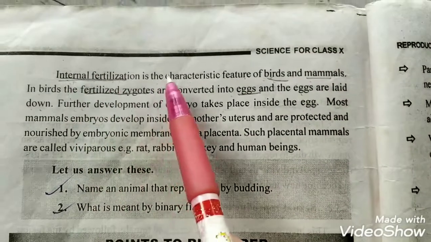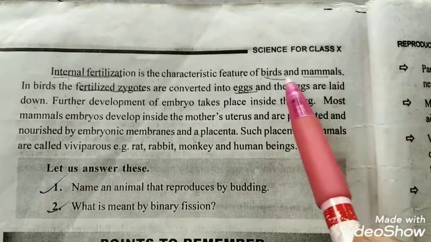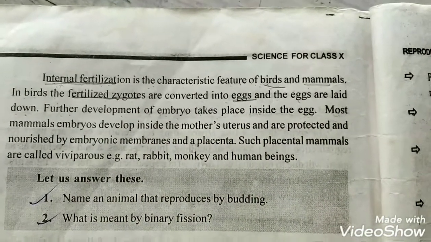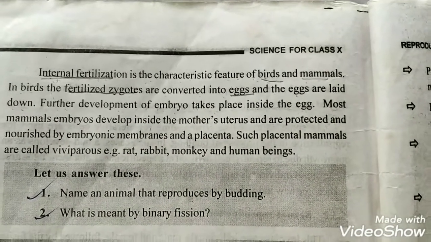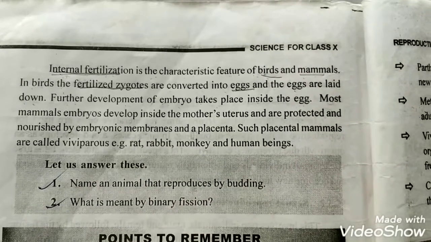Internal fertilization is the characteristic feature of birds and mammals. Birds and mammals have internal fertilization. Internal fertilization is the union of male and female inside the body of the organism.